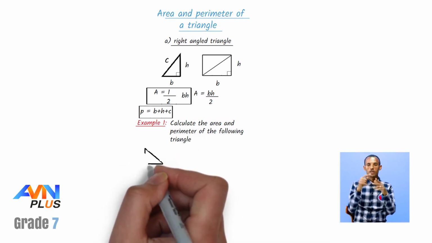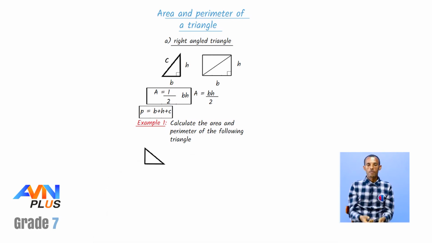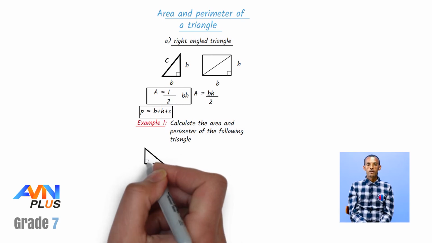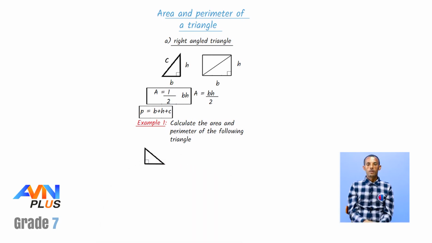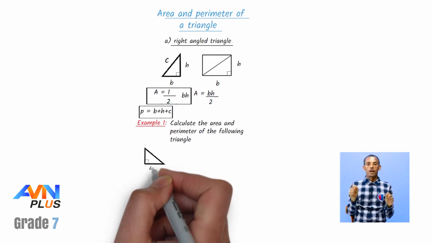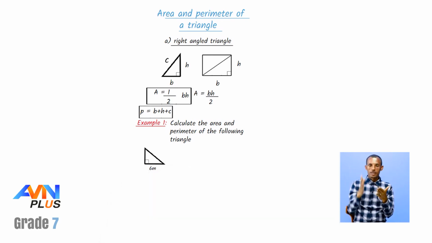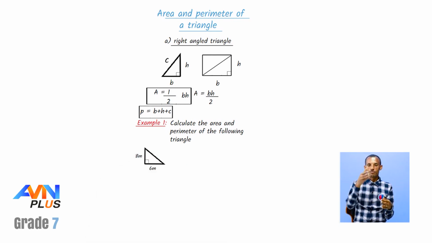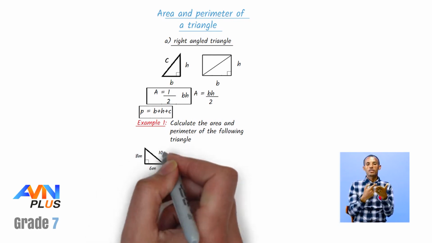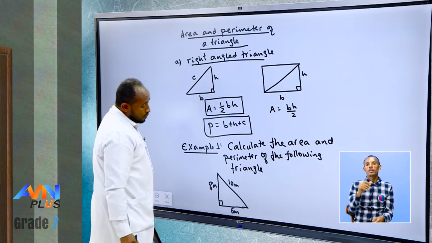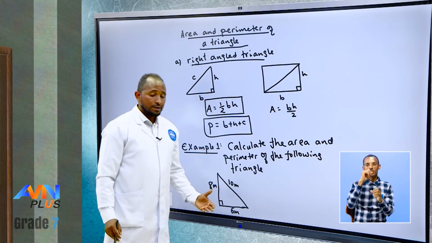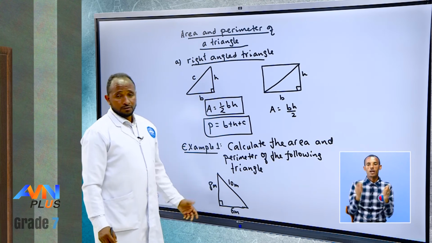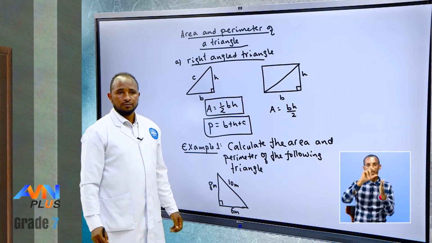Here the triangle is given. It's a right angle triangle. So this side length is 6 meter. This one is 8 meter. And this one is 10 meter. So you are asked to calculate the area and perimeter of this triangle. I will give you 30 seconds for this question.